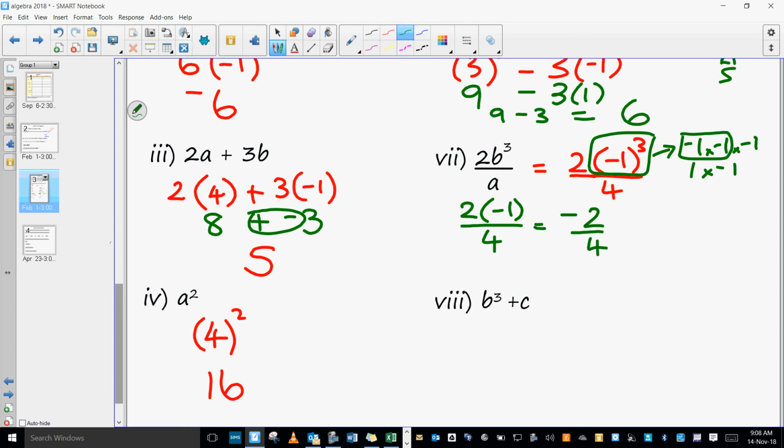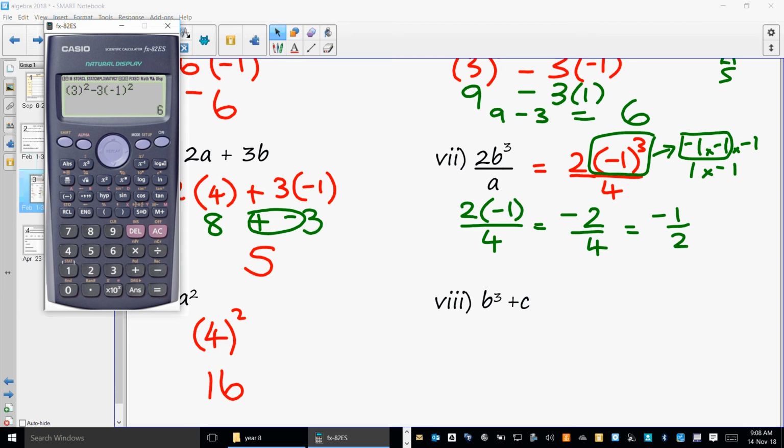And then we've got negative 2 over 4. Is that as simple as it can go? No. So we have to make it simpler. What number goes into both 2 and 4? 2. How many times does it go into 2? And then how many times does it go into 4? So that's negative 1 over 2, and that's as far as we can go. I did it! Awesome. Should we check the calculator gives us the same answer? It does. Because we like to make sure.